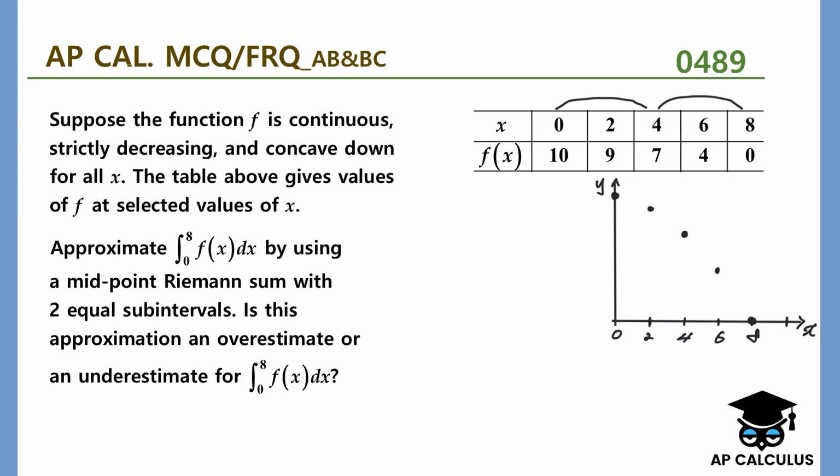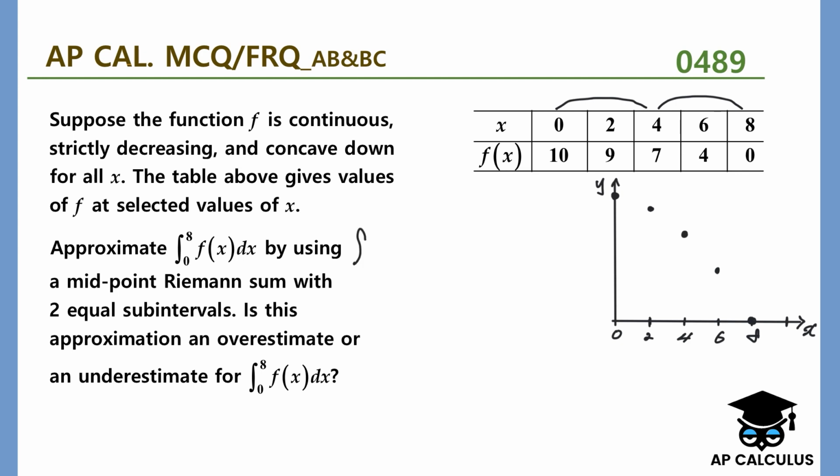In a midpoint Riemann sum, the height of each rectangle is equal to the value of the function at the midpoint of its subinterval. So for this subinterval, the midpoint is 2. Then the height must be this function value, which is equal to 9. For this subinterval, the midpoint is 6. So the height of the rectangle must be equal to this function value, which is equal to 4. Does that make sense?